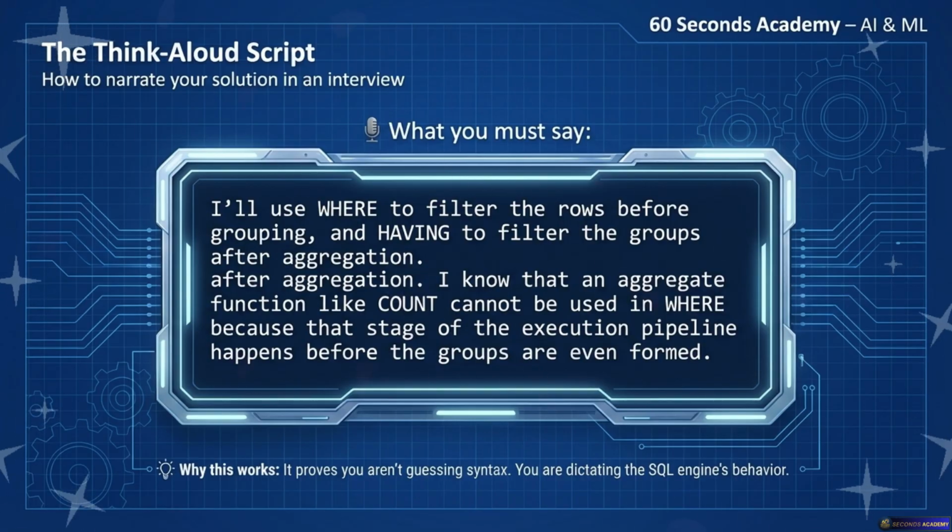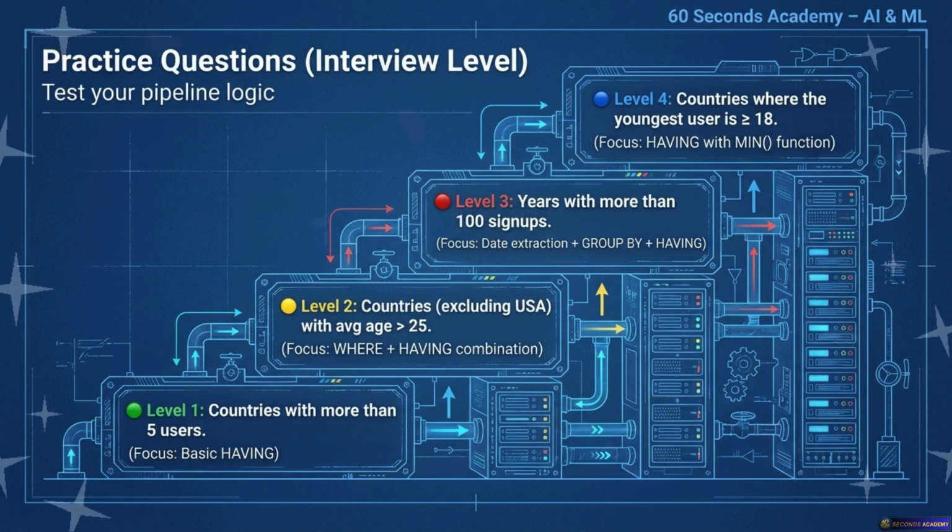To reinforce this, we have 4 levels of practice for you to test yourself on later. Level 1, find countries with more than 5 users. We've heavily covered the mechanics of that. That's the baseline. Let's actively debate level 2. Find countries, excluding the USA, with an average user age greater than 25.